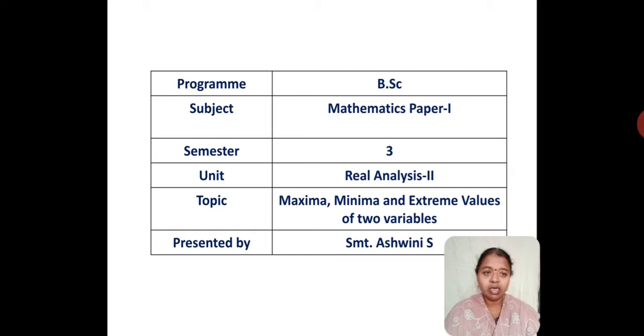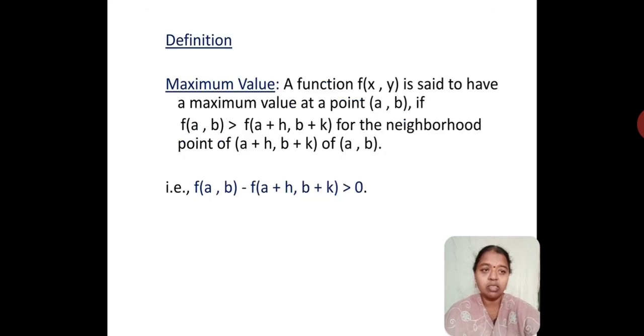Today let us study 3rd semester B.Sc paper 1, Unit 3, Real Analysis 2. Under this, the topic which I am going to discuss is maxima, minima and extreme values of two variables. We all know about maxima and minima of one variable, which has already been studied in the previous classes. Now let's see the definition.